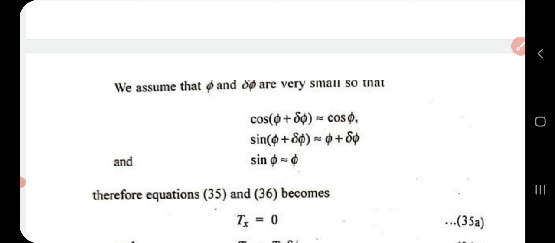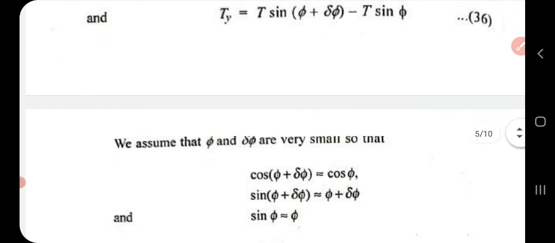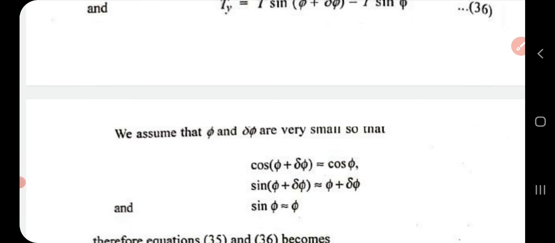Now we make some assumptions. That is, we assume that phi and delta phi are very small. So if that is the case, then what happens to cos(phi plus delta phi) given in equation 35? It will reduce to cos phi. Then what about sin(phi plus delta phi) in equation 36? It will reduce to phi plus delta phi. Again, the sin phi, which comes under equation 36, will reduce to phi. So these are some mathematical assumptions that we make by considering that phi and delta phi are very small.